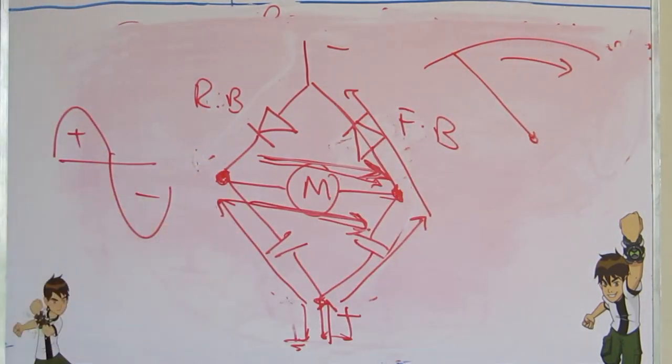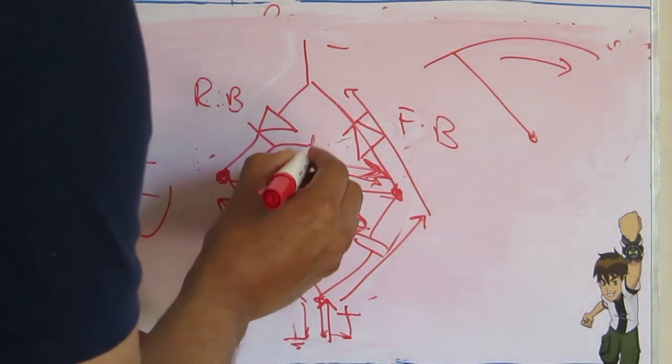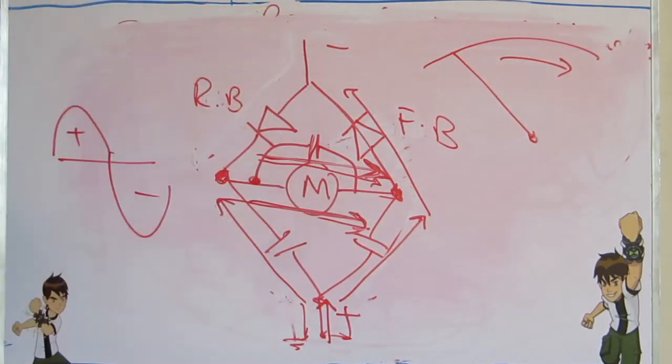How to eliminate that? Because if it's continuously deflecting, you won't be able to read a constant value. So what we do here is we put a capacitor parallel to this galvanometer. Let me clean it a bit.